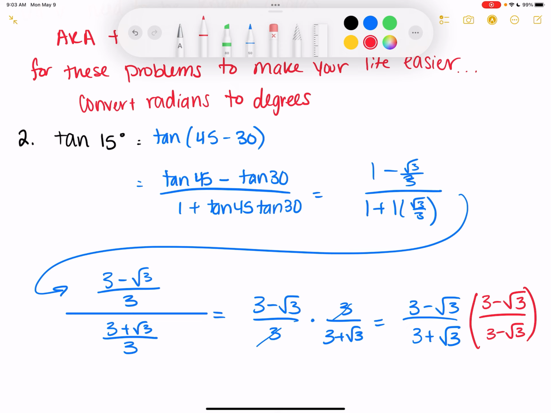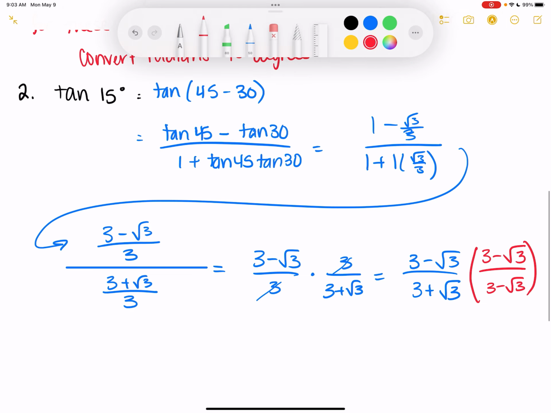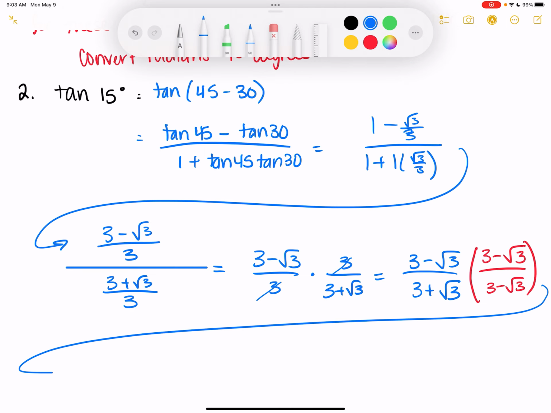On the bottom I want to get a difference of squares, because if I did just the square root of 3, I would still have 3 root 3 plus 3. Oh, okay. So I would still end up with a square root on the bottom, which I can't have. So this way, I now have something I can work with. So I'm going to loop back over here.